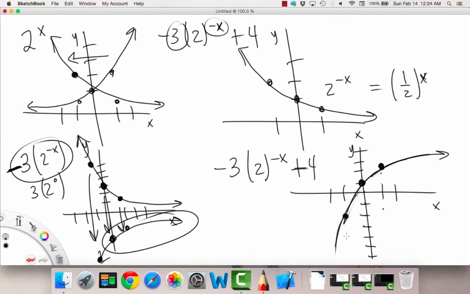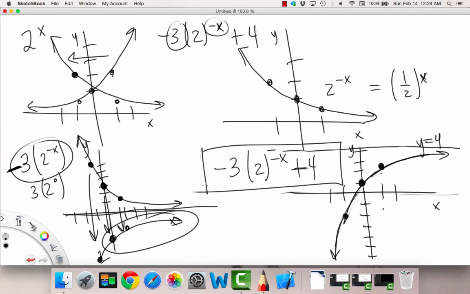And we see that we actually have our horizontal asymptote moved up by 4 units. So instead of being here at y equals 0, now it's going to be up here at y equals positive 4. And this is it. This final thing on the bottom right corner is the sketch of our graph.